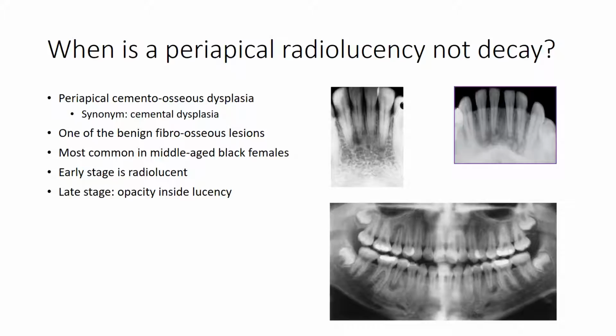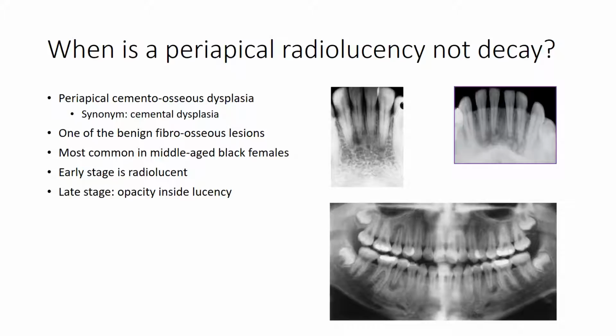The dedicated periapical radiograph on the left demonstrates periapical radiolucencies, and then to the right of that there's a periapical dental radiograph taken later on in the disease course, and you can see within the periapical radiolucencies there are areas of radiopacity. The panoramic radiograph shows symmetric periapical radiolucencies in the mandible, representing an early stage of this disease.